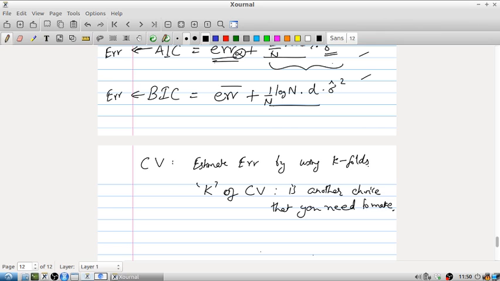Because I hope everybody remembers what cross validation is, right? Did you guys have to use that for assignment 1? No. Maybe you have to use it for assignment 2. I'm not sure.